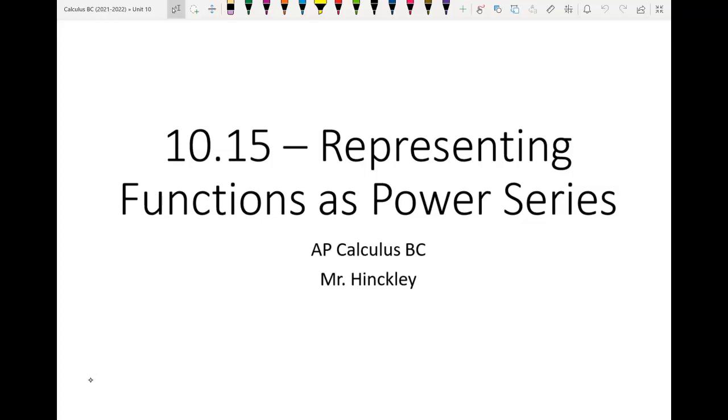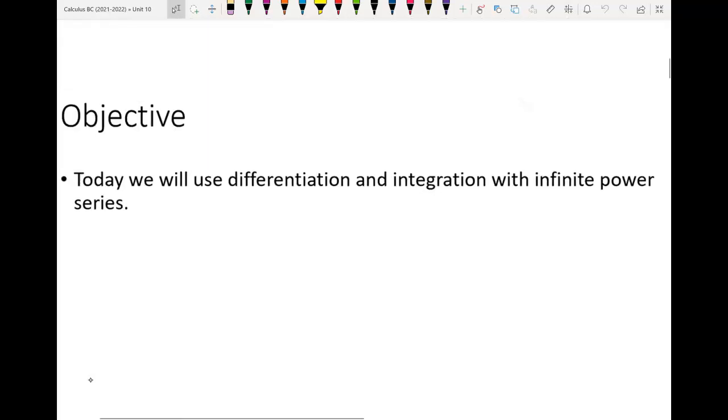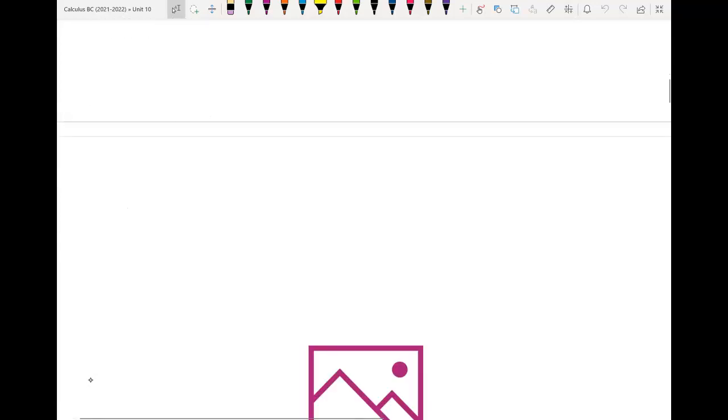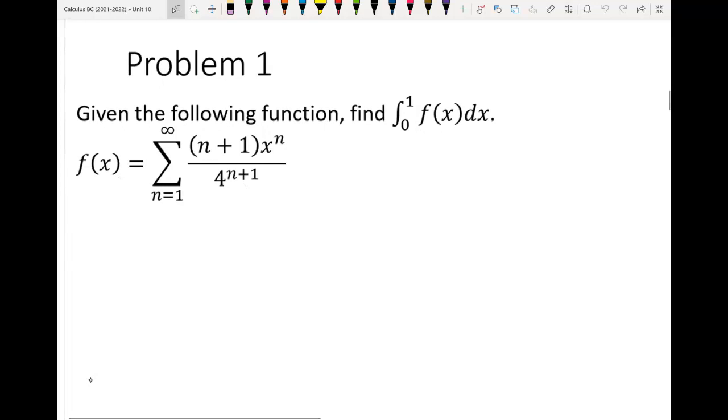So we're going to be looking at a little bit more of our power series and how we can manipulate them as we do functions and represent them as functions and everything. So I want to start by just jumping right into a problem. I have this problem here. We're going to jump into this, just see what we have.